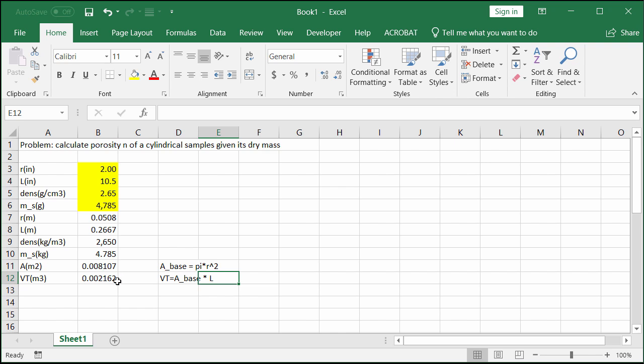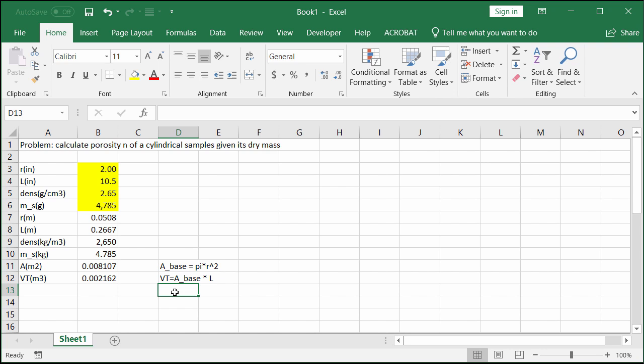Notice I'm not worried, by the way, about significant figures for any of these intermediate steps. I'm only going to be concerned with significant figures of my given numbers in yellow and when I get my final answer. All right, now the next step is actually maybe a little bit subtle here. I need to calculate the volume of the solids given the mass of the solids and its density. Now, that may be something that's really obvious, but might not be.